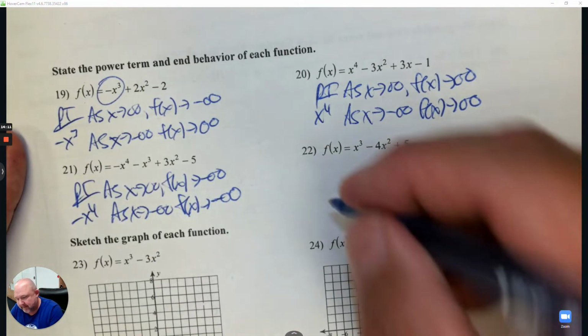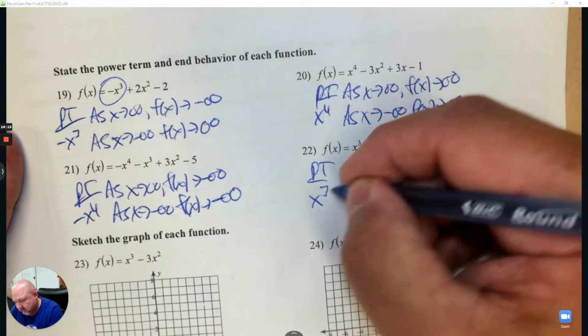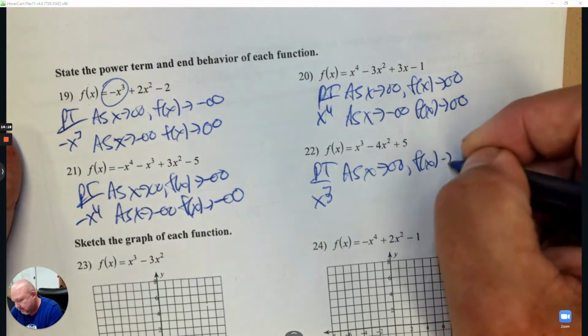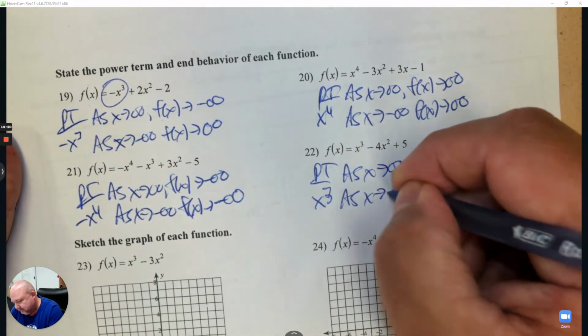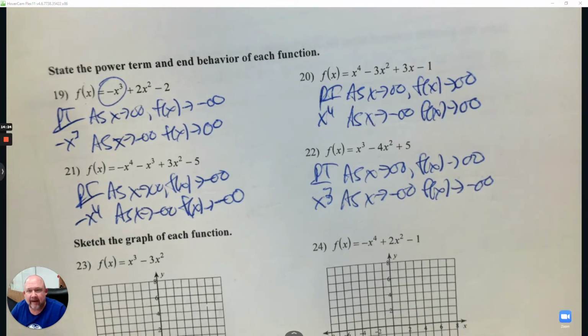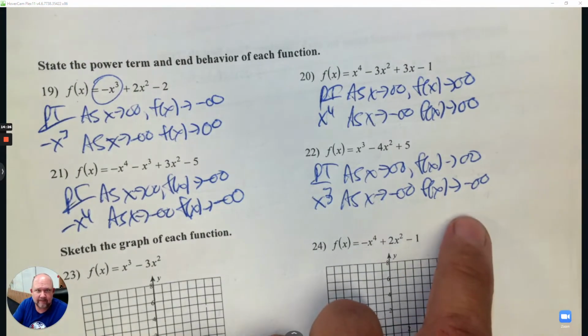For 22, the power term is x cubed. So it's positive with an odd exponent. So the right end goes up and the left end goes down. And that's the notation to do the end behavior.